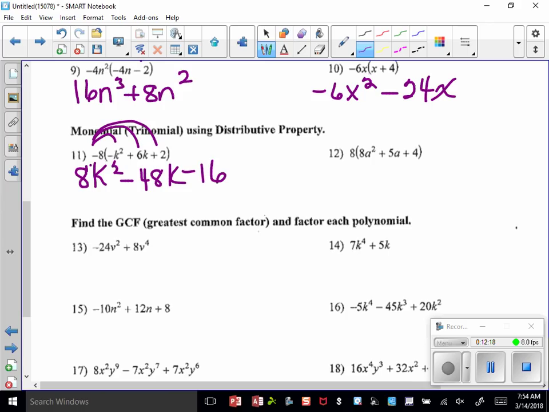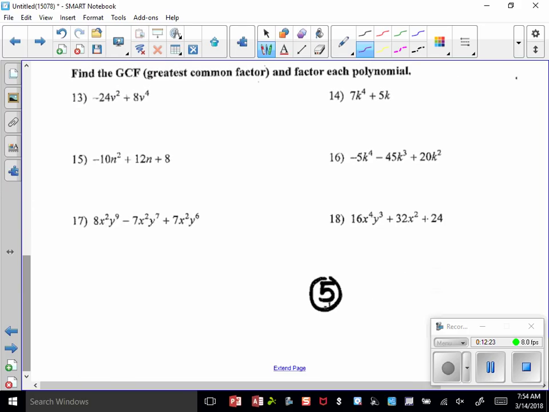All right, so let's move on down to number 13. GCF just represents the greatest common factor. That means what is the greatest number you can divide into 24 and 8? Who can tell me? What's the largest factor that can go into both 24 and 8? All right, 8. You just got to know your multiplication facts for that. 8 is the largest factor.